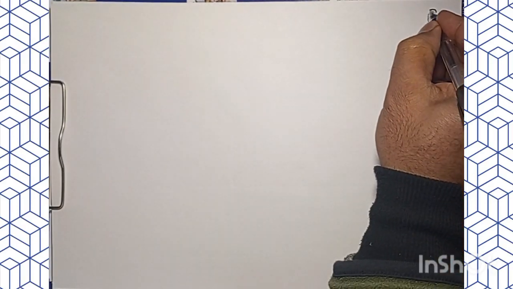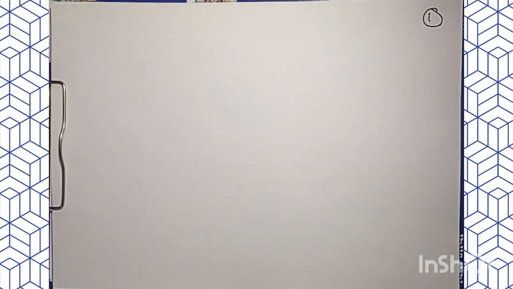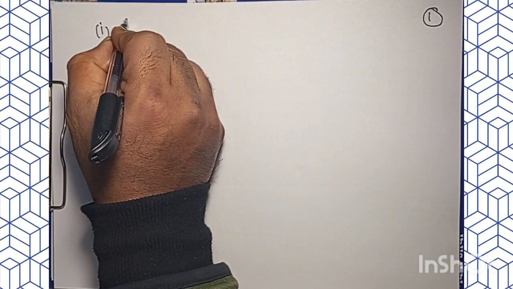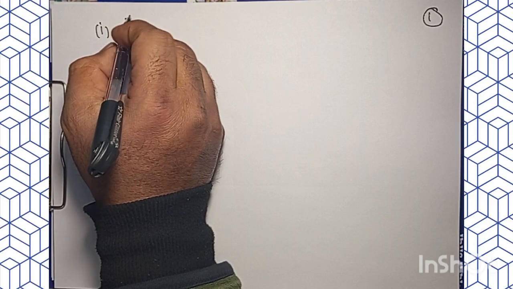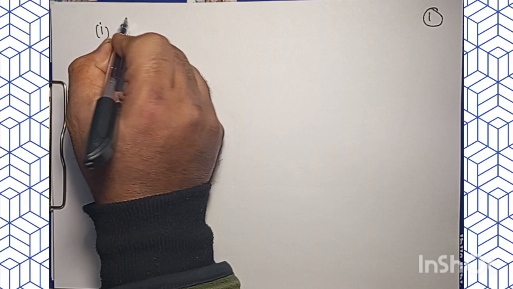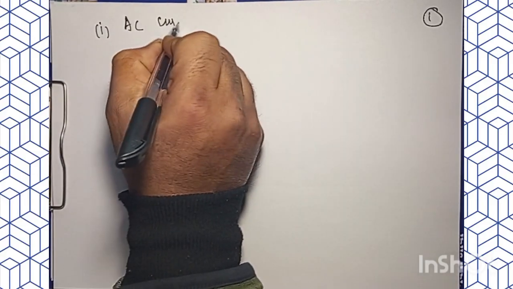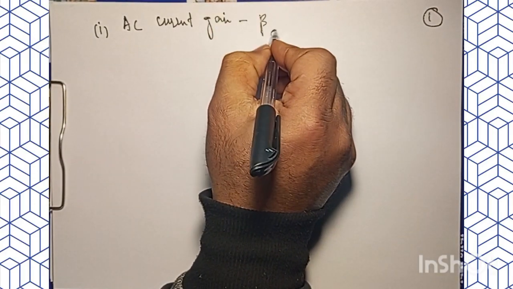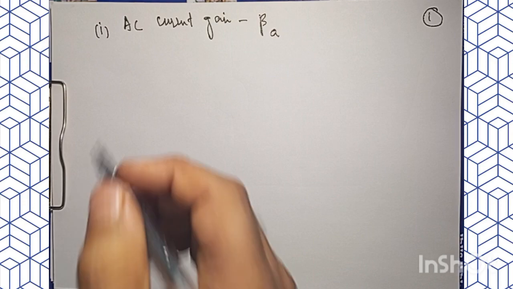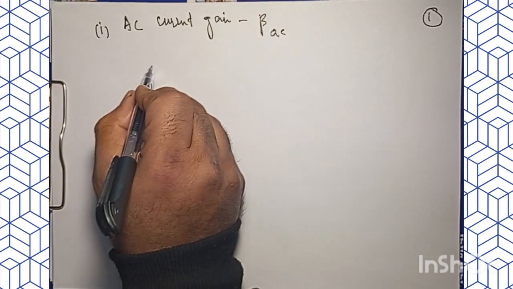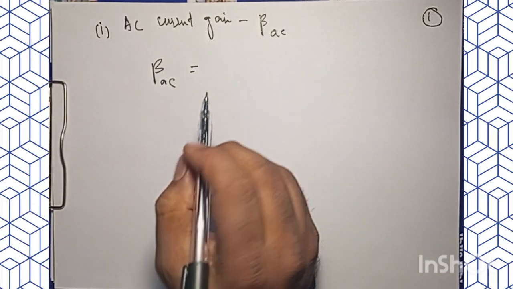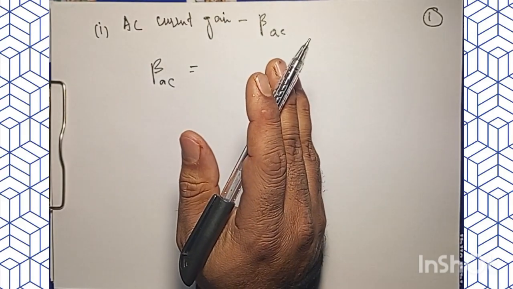Now, how do we define this AC current gain? What I am interested in is to define the current gain, and current gains are of two types. One is AC current gain and another is DC current gain. So for AC current gain, we'll use the symbol beta AC. And how do we define this beta AC? This beta AC is basically defined as the ratio of small change in collector current.